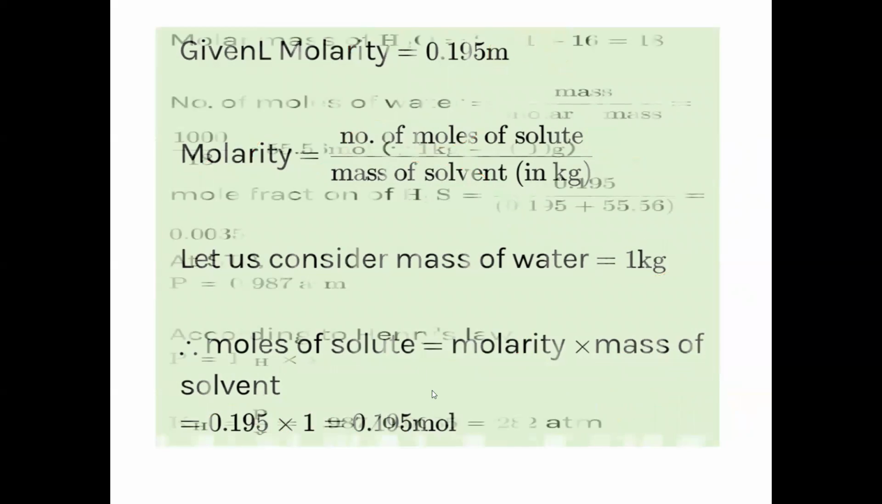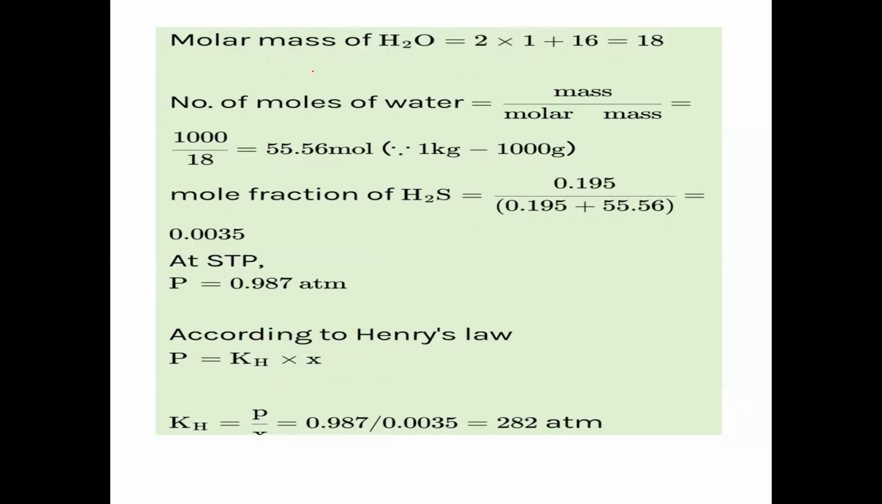0.195 moles. And next, what is the molecular mass of water? 18 grams per mole. Now, how do we get the number of moles of water? Mass divided by molecular mass. The mass of water is 1000 grams, which means 1 liter. The molecular mass of water is 18. So 1000 by 18 gives 55.55 moles. That is the number of moles of water. Here, 1 kg equals 1000 grams, equals 1000 ml, which equals 1 liter of water.